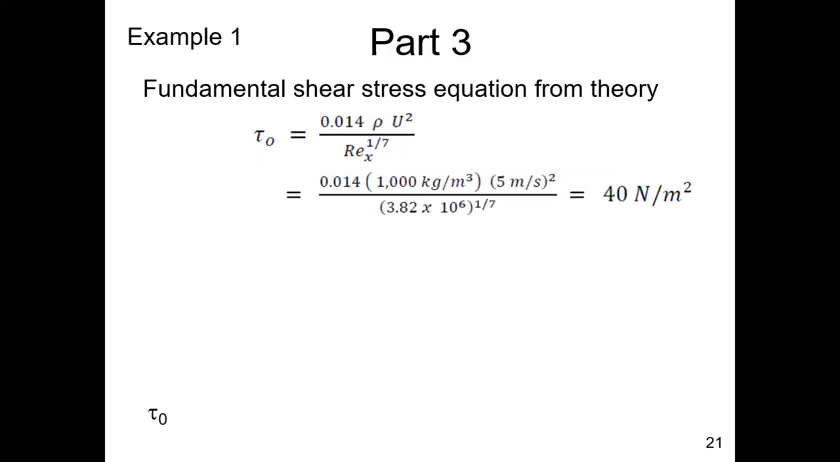So we substitute everything in there. And shear stress has the dimensions of pressure. So what we get is 40 Newton per meter squared for the shear stress at this one location. It's the same value on the other side of the plate at x equal to 1 meter. Any questions on that?